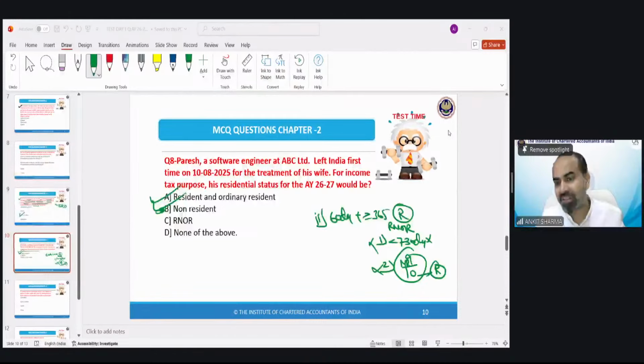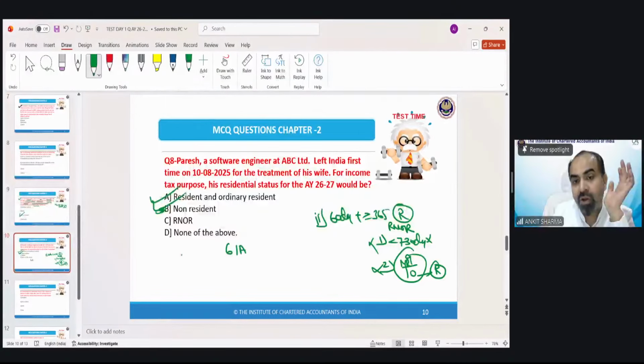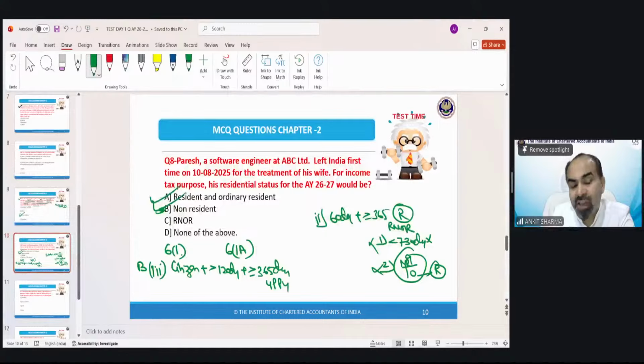No, not deemed resident, because deemed resident would be applicable under section 6(1A), and it has been specifically written that 6(1A) is applicable only if section 6(1) is not applicable. But in this example, the B category, third point has been fulfilled, because the citizen comes to visit India for more than 120 days in the previous year plus more than or equal to 365 days in the 4 preceding previous years. So because he fulfills the B third category case, he would be a resident as per section 6(1).